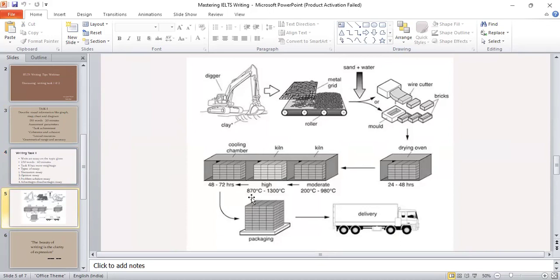So for this one is writing task 1. You should spend about 20 minutes on this task. Make sure you are not spending much more time on writing task 1 because writing task 2 has more weightage. So the question is, the diagram illustrates the process that is used to manufacture bricks for the building industry. Summarize the information by selecting and reporting the main features and make comparisons where relevant. Write at least 150 words. So this is the question.